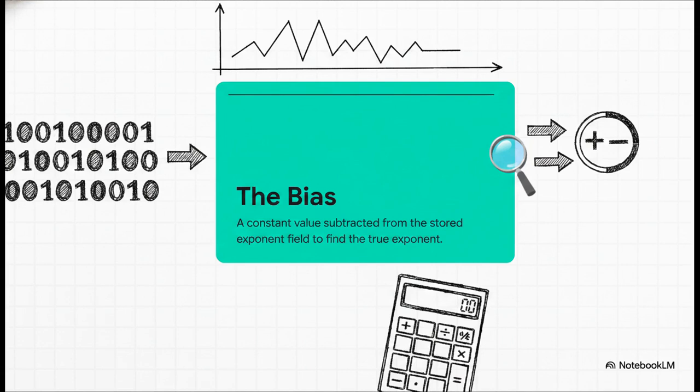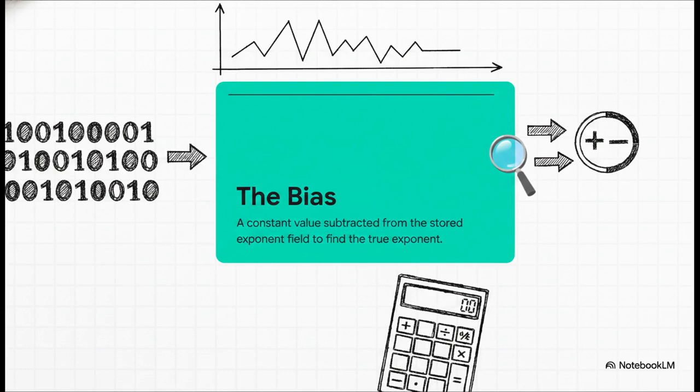So the very first concept you have to master is the bias. You see, in a standard format like a 32-bit float, the exponent isn't just stored as a regular negative or positive number. It's actually shifted. The system adds a constant value, the bias, which is typically 127, to make sure the stored exponent is always a positive binary sequence.